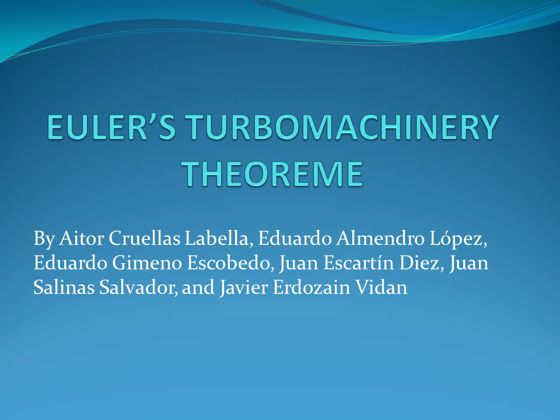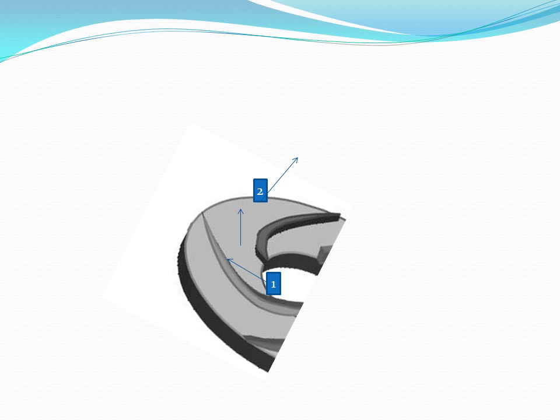First of all, imagine the blade of a turbomachinery. Have you done it? Excellent. There it is. Pointed with number 1 is the input of the blade, and pointed with number 2 is the output of the blade. Now we are going to draw the path that would follow a fluid particle, whatever.